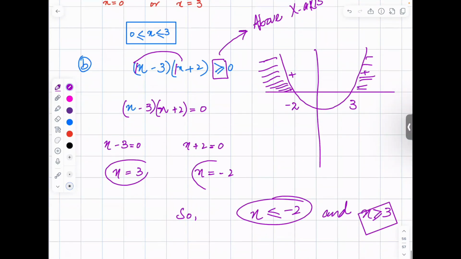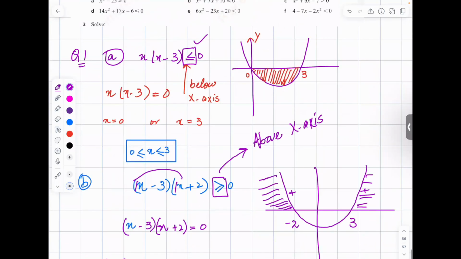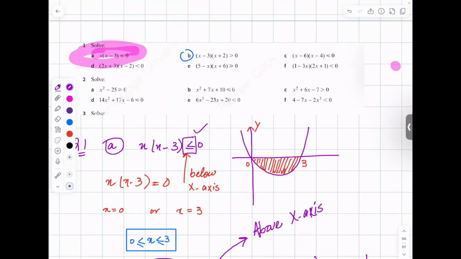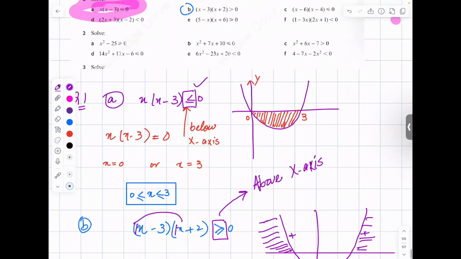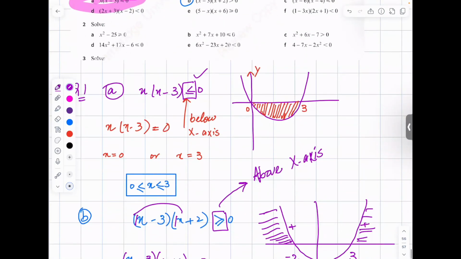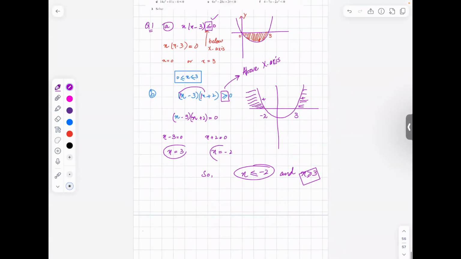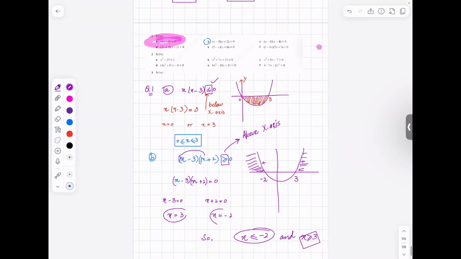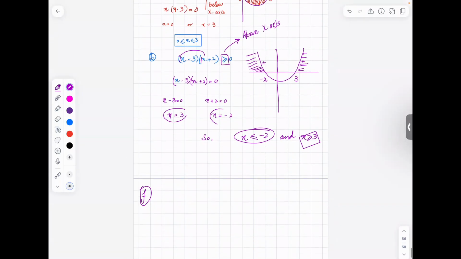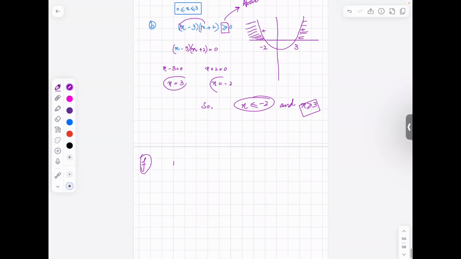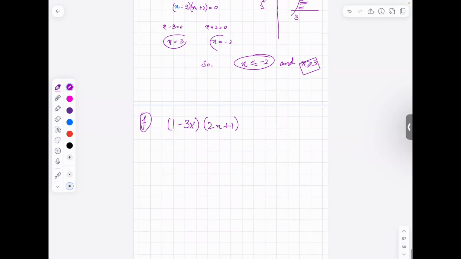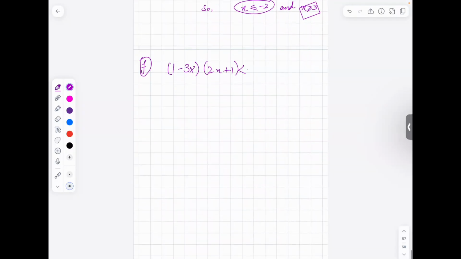Lina, is that clear, beta? Yes, sir. Okay. My next question is part F. So in part F, you could say (1 minus 3x)(2x plus 1) is less than 0.